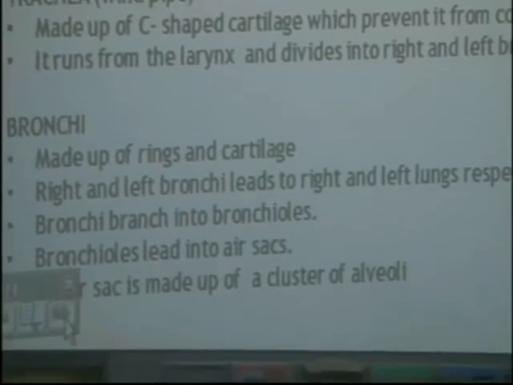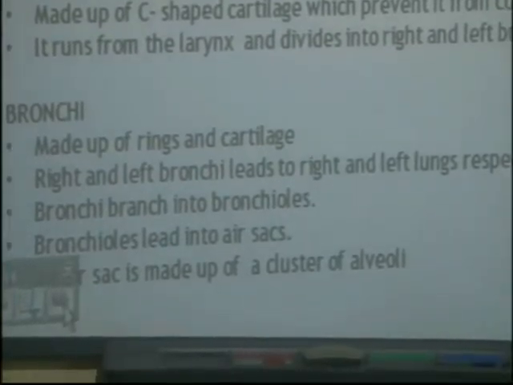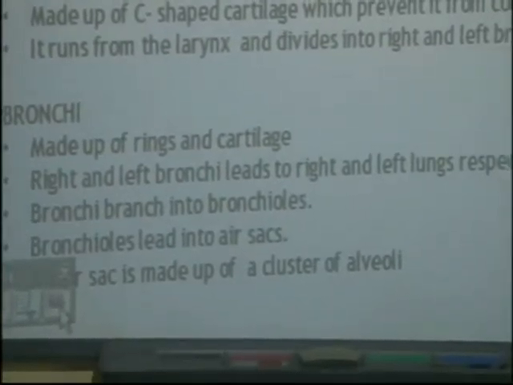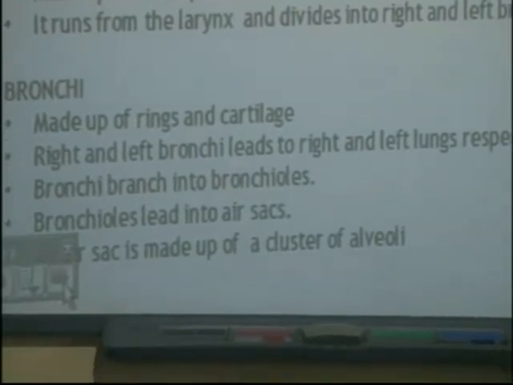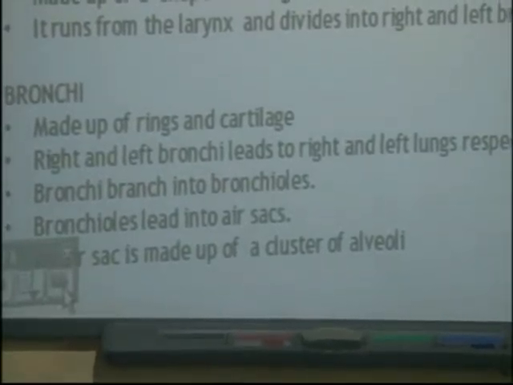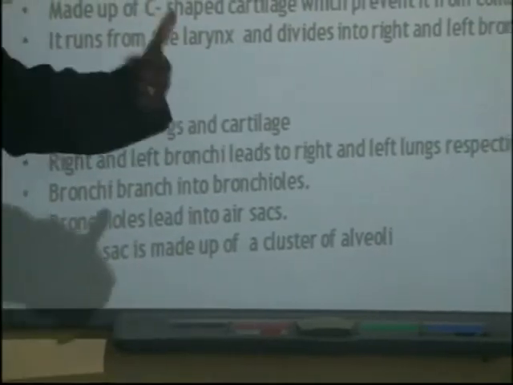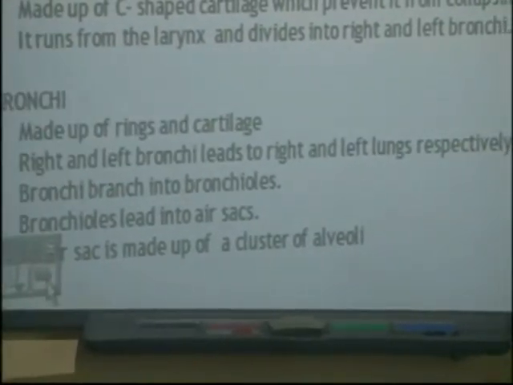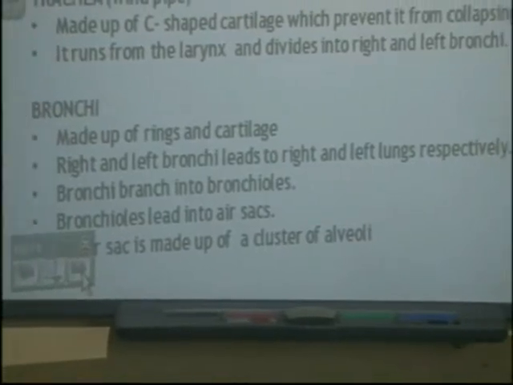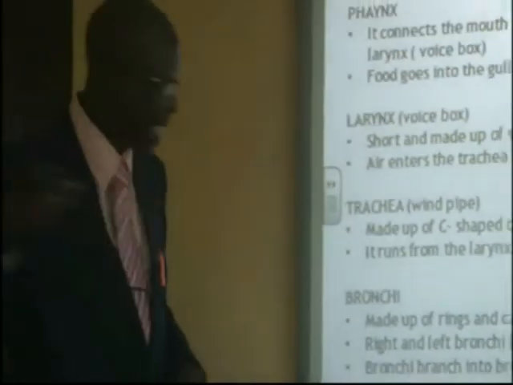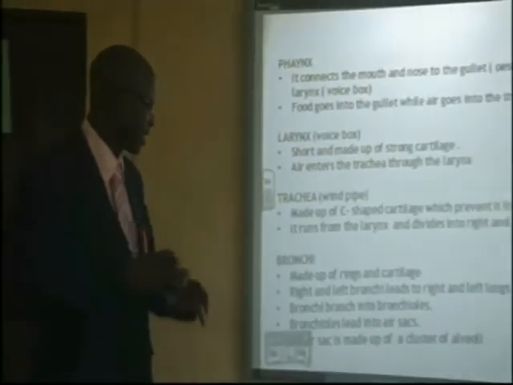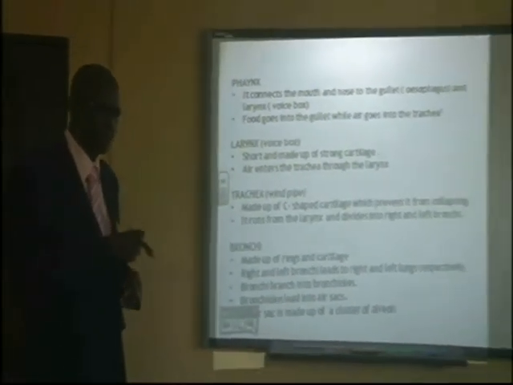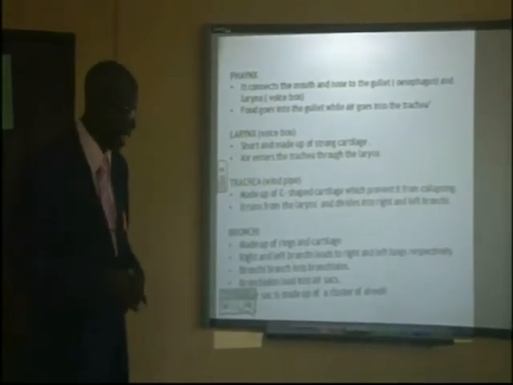Now, let's go to the bronchi. The bronchi are made up of rings of cartilage. The right and left bronchi lead into the right and left lungs, respectively. The bronchi branch into smaller bronchioles. They are very tiny, not as large as bronchi. So bronchioles are a subset of the bronchi.